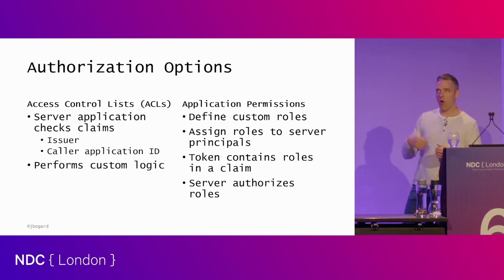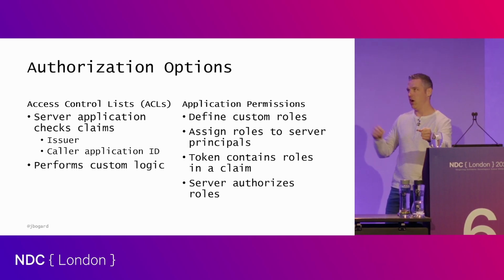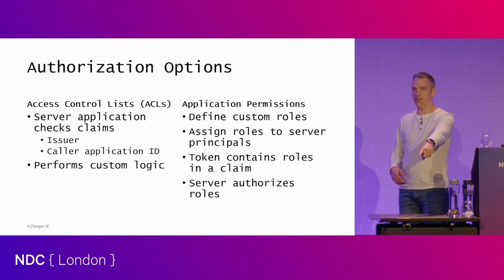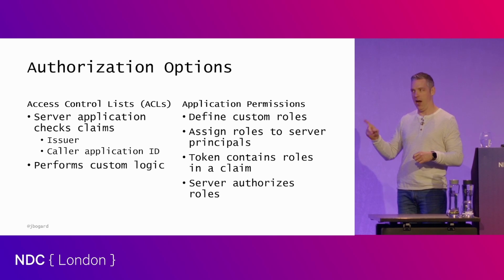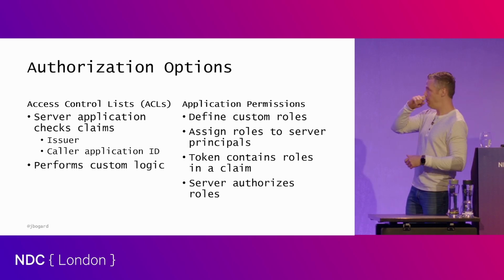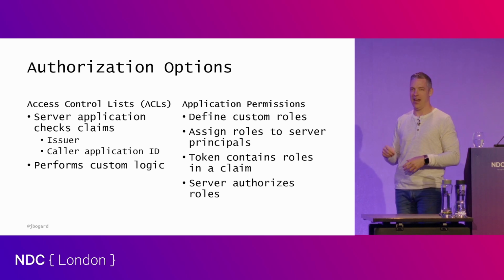And then when I acquire a token for service A calling service B, service A will ask Azure AD, say, hello, I am service A, I want to call service B. Azure AD looks up and says, based on service A, which roles or permissions do you have assigned to service B? And then the token that comes back will contain the roles assigned to service A for service B.